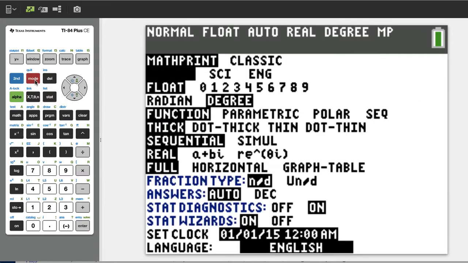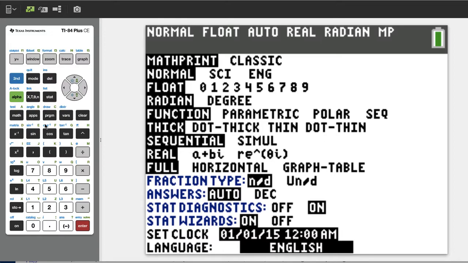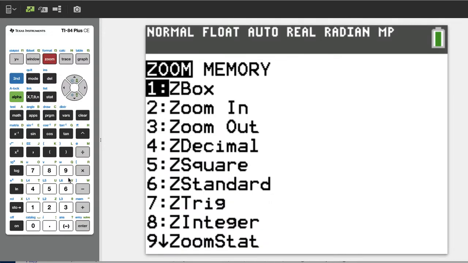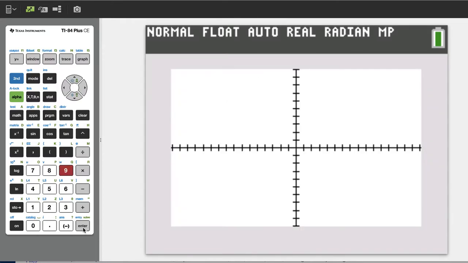Now, we're supposed to create a scatter plot. The first thing we want to do is make sure our mode is in radians. So I'm going to go over here and click radians, mode radian. Then I'm going to go zoom 9 for zoom stat. And it did not work. What's the deal here? Oh, I didn't turn my stat plots on.